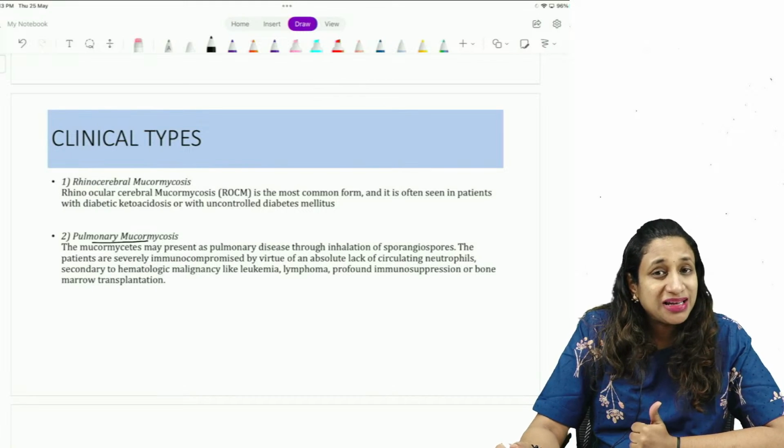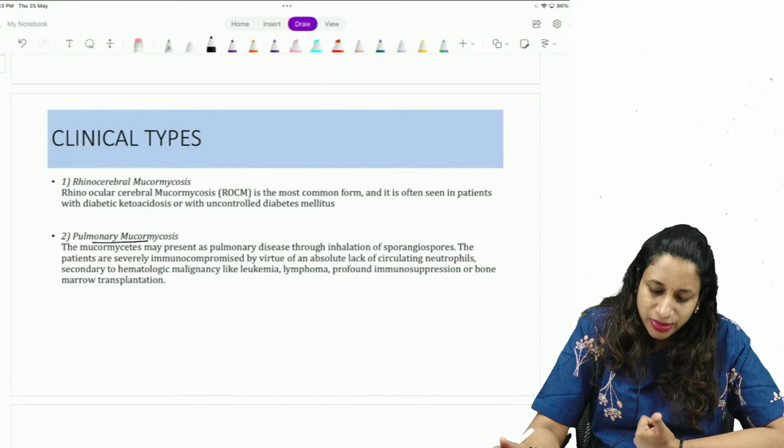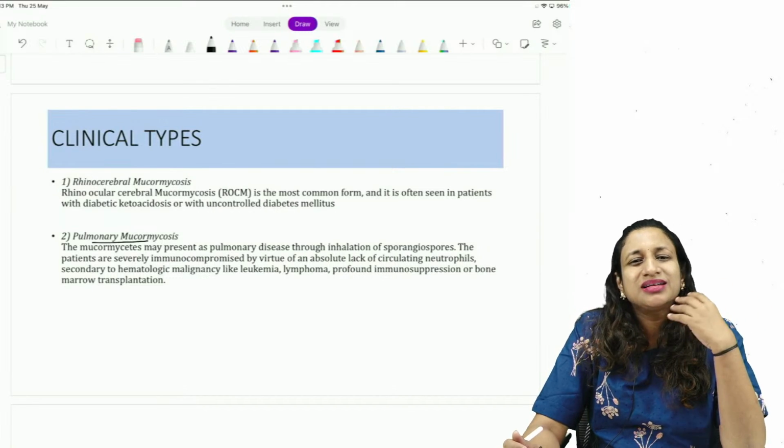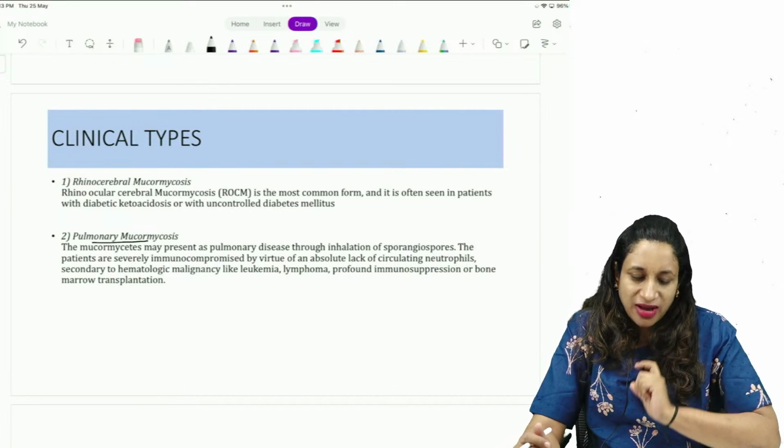So be it malignancies like leukemia or lymphoma for that matter, or if there is any transplantation done, it becomes an important risk factor to keep in mind.